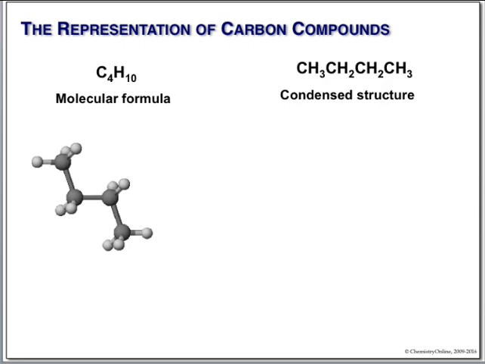When we write a condensed structure, we try to emulate what this stuff really looks like. We start with a CH3. We attach that to a CH2, another CH2, and another CH3. When you read a condensed formula, you're supposed to just understand that the carbons are connected together and that the hydrogens are dangling off so that everything has 4 bonds.